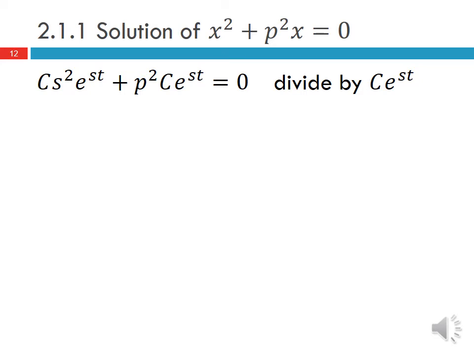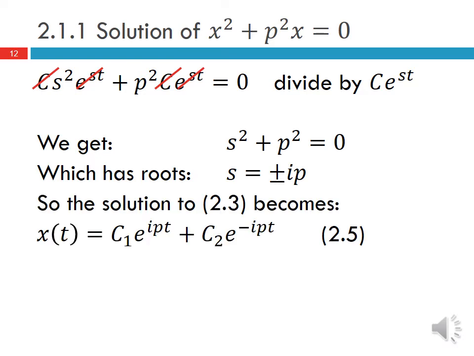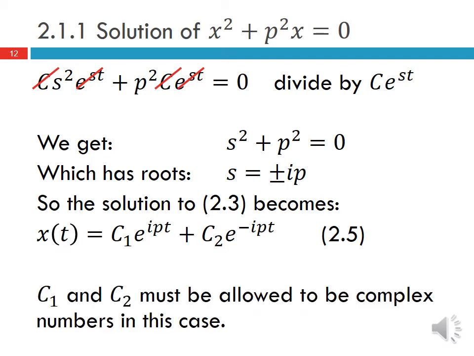We can divide by c e to the power st, and we get s squared plus p squared is equal to 0, which has roots s is equal to plus or minus ip. So the solution to our equation becomes the expression shown here: x of t is equal to c1 e to the power ipt plus c2 e to the power negative ipt, where c1 and c2 must be allowed to be complex numbers in this case.